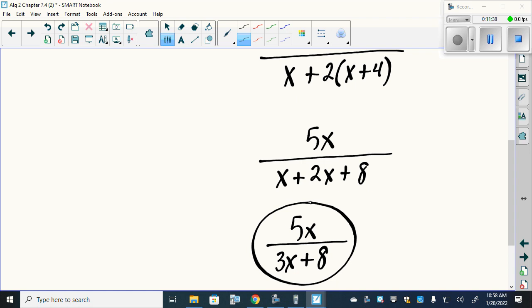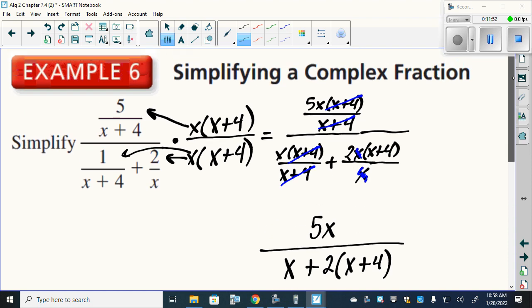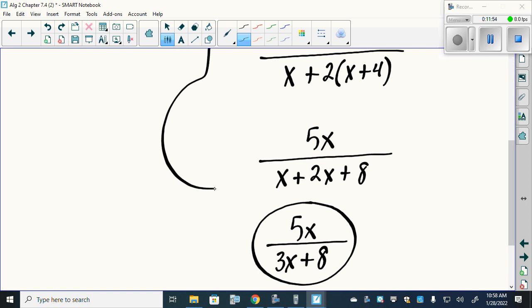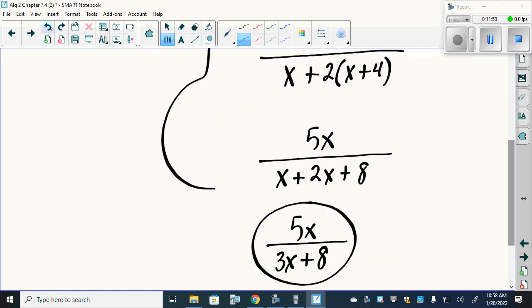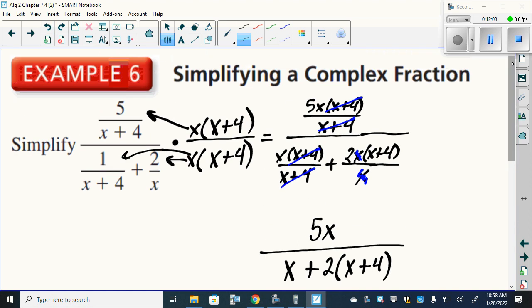So, I'll ask the same question I ask every year. Which method do y'all prefer, 1 or 2? Y'all prefer the way we just did it, method 2? Yeah, and most do, because using this multiplication here really simplifies everything down a lot, doesn't it?